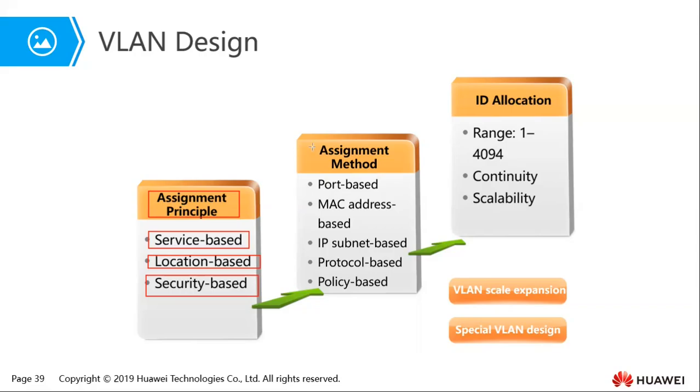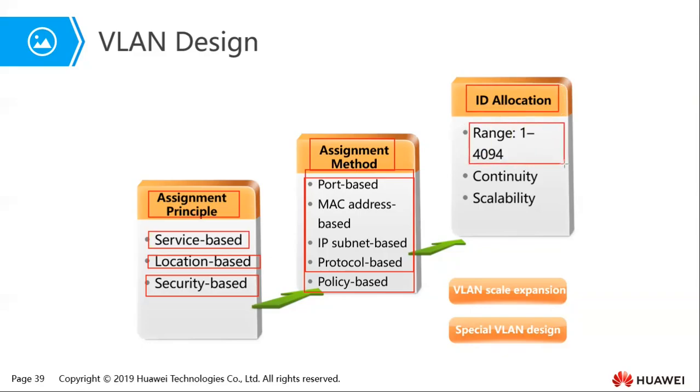So that's the first thing you're supposed to consider, and then you consider the assignment method. We know we have all this. We have actually 5, and the 6th one is a combination. So are you using protocols? Are there actually 5 in total? So are you using protocol-based IP, MAC address, or port-based VLANs, or policy-based VLANs? Then lastly, the ID allocation.